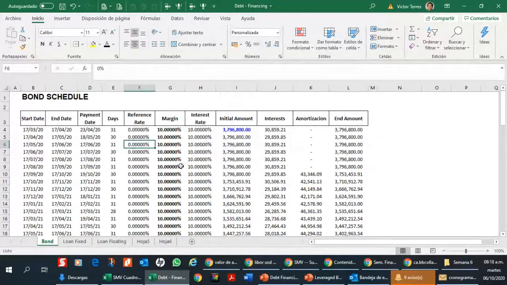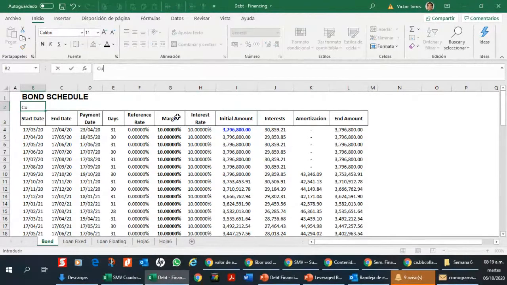I am using a reference rate that is 0 because we're going to be using that for the floating rate. It's a structure that I try to use in general. And there's going to be a margin, right? In this particular case, we have assumed a 10%, right, for this bond that I mixed up. Then the currency, right? The currency here is going to be soles, right? That we're going to be using in general.